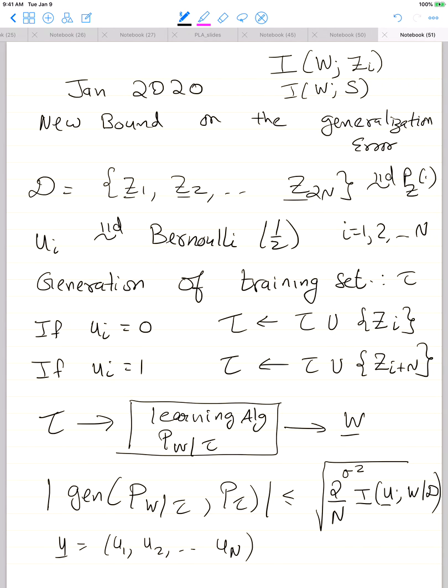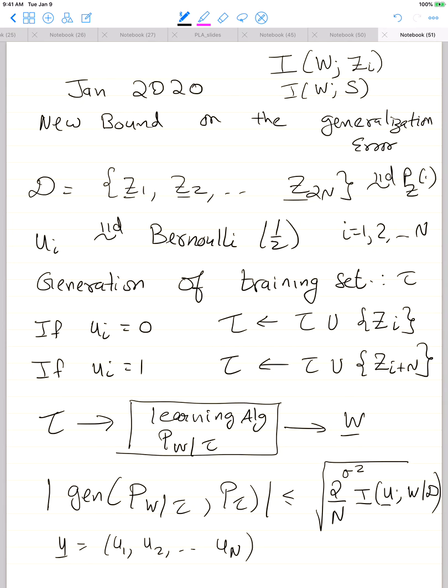So they said that this is a quantity that can also bound the generalization error. So this is sort of the new idea. They have a very nice paper. They have lots of cool connections to VC dimensions, differential privacy, and a whole bunch of things, showing how one implies the other. The problem with these bounds is if W is a deterministic function of S and everything is continuous valued, this blows up. Like I(W;S) can be very large.